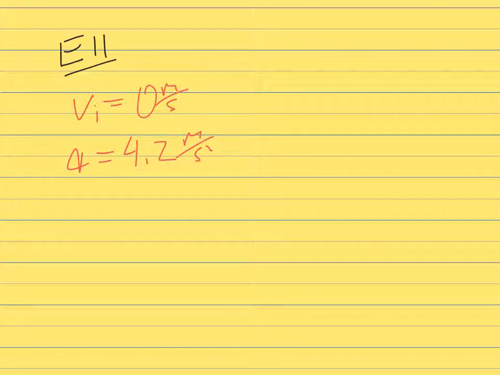All right, exercise 11 now. Starting from rest. Okay, so that's the first part of the sentence, but it gives us information. Whenever you hear starting from rest, we know the initial velocity is equal to 0 meters per second. A car accelerates at a rate of 4.2 meters per second squared. So the acceleration is 4.2 meters per second squared. Outstanding. And it says it accelerates for 5 seconds. Time equals 5 seconds. What is the velocity at the end, or the final velocity?